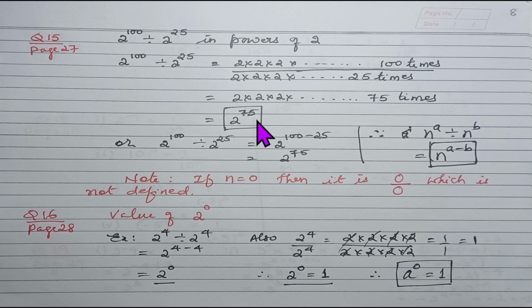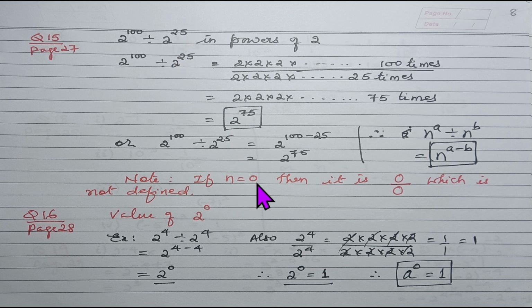But the easiest method is to use the laws of exponents, that is n raised to a divided by n raised to b is equal to n raised to a minus b. Therefore 2 raised to 100 divided by 2 raised to 25 is equal to 2 raised to 100 minus 25, and that is 2 raised to 75. So this is the easiest method of division of 2 raised to 100 by 2 raised to 25.